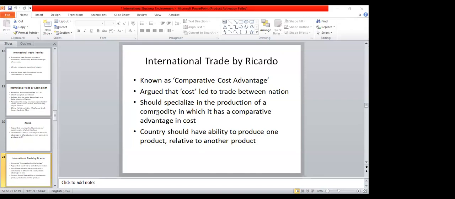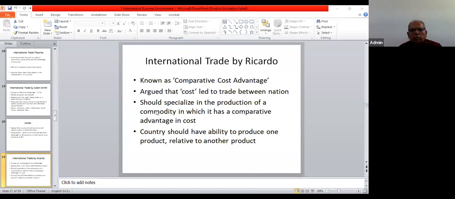Now, the second point of Ricardo's theory: it argued that this cost led to trade between nations. So there is trade between two or more nations, and each should specialize in the production of a commodity in which it has a comparative advantage in cost. Sometimes a particular country has large production of a commodity and at the same time labor is also cheaper in that country. So here labor as well as production are both available. So there we can have an advantage in cost, because you own the labor and you also own the commodity.